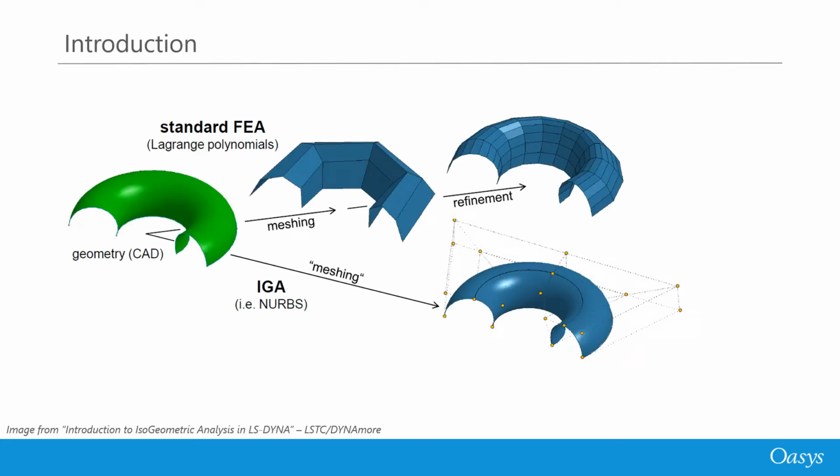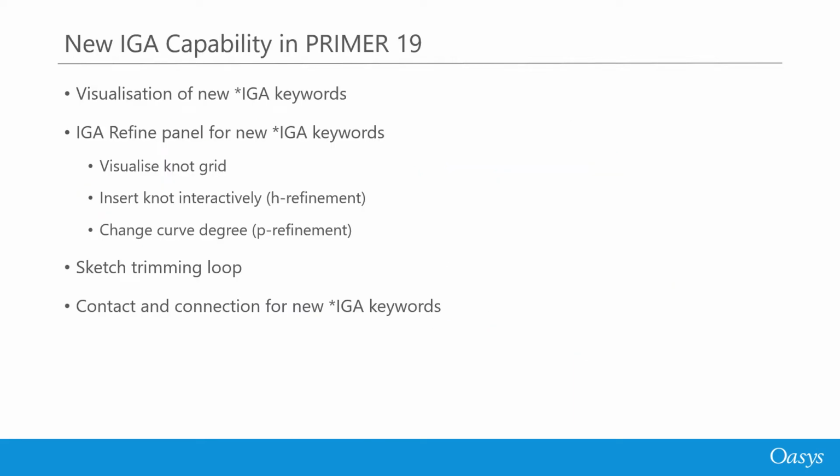Isogeometric analysis, or IGA, is an alternative to standard FEA. It lets you create LS-DYNA models directly from CAD without the need for meshing, which leads to higher accuracy in less time. For those who aren't aware, Primer already supports visualizing, H refinement, P refinement, and sketching trimming loops for the old IGA keyword, which is *ELEMENT_SHELL_NURBS_PATCH.